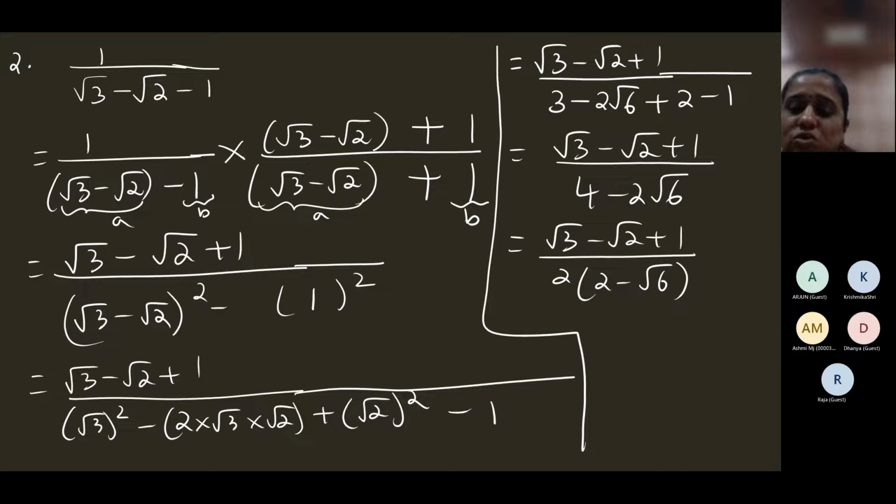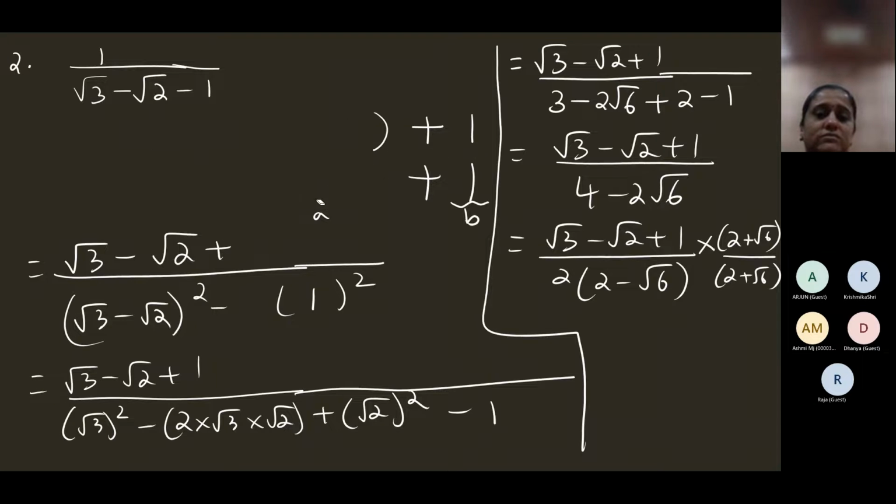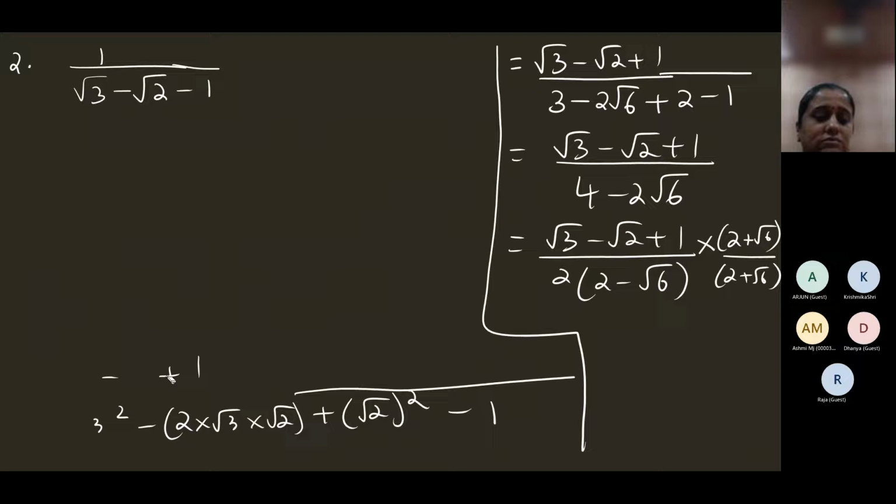What is the conjugate of 2 minus root 6? 2 plus root 6. So multiply the numerator and denominator by 2 plus root 6. So how do you multiply? How do we multiply? The first term into the second bracket. Is my calculation correct, children? Just see if I'm working correctly.